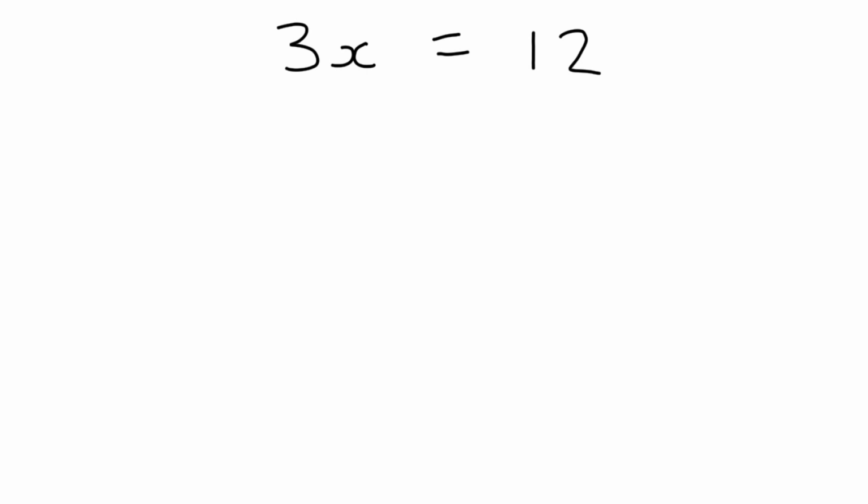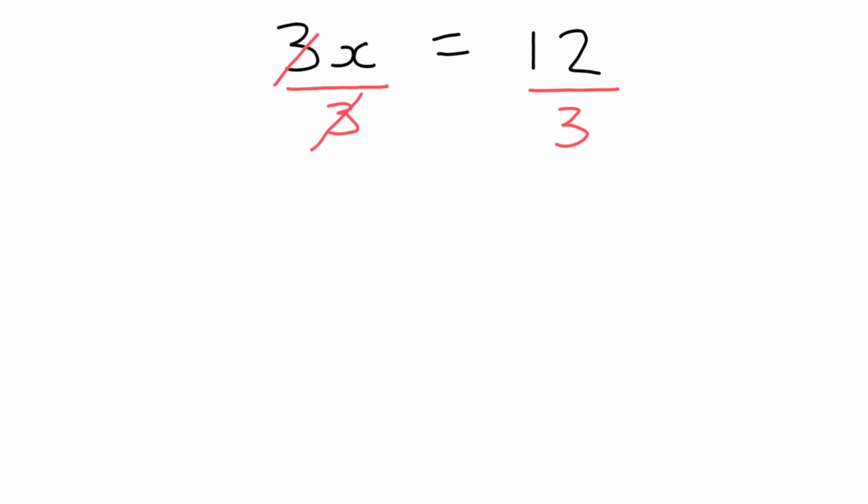Now, we want to get x by itself, so we need to get rid of this 3. How would we get rid of this 3? We've got to do the opposite. Well, if this is 3 times x, the opposite of times, or multiplication, is division. So in this case, I'm going to divide by 3. And I have 3 divided by 3, and these will cancel out. Now, what you do to one side of the equal sign, you have to do to the other. So I'm going to divide the 12 by 3 as well.